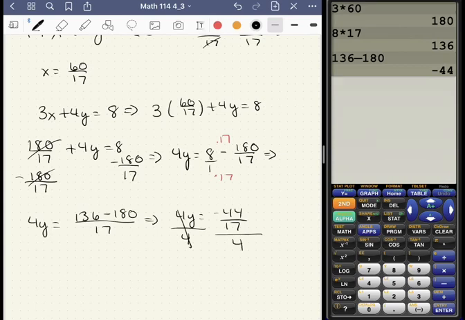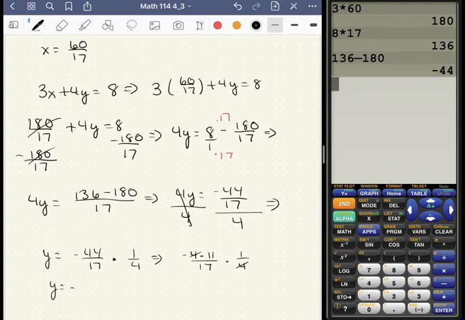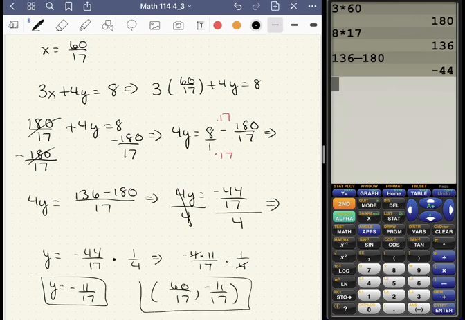Now I'm going to divide everything by 4 to leave y by itself. So I have y is equal to negative 44 over 17 divided by 4. Remember that you divide fractions by using the reciprocal and then multiplying. So that means that 4 becomes 1 over 4, which we can simplify into 4 times 11 over 17 times 1 over 4. The 4's cancel out. So my final solution for y is negative 11 over 17. Therefore, the solution for this problem is 60 over 17 and negative 11 over 17.